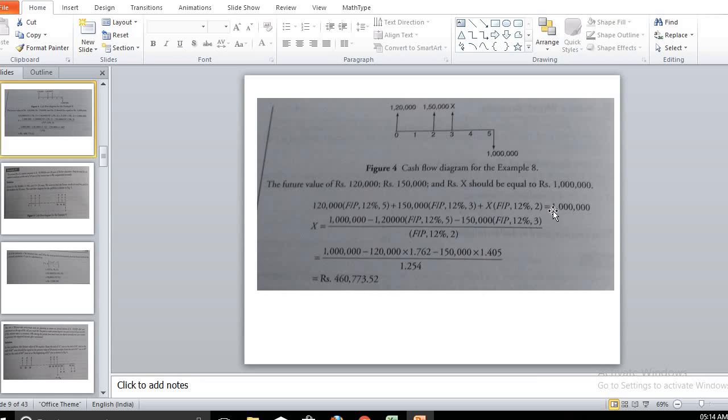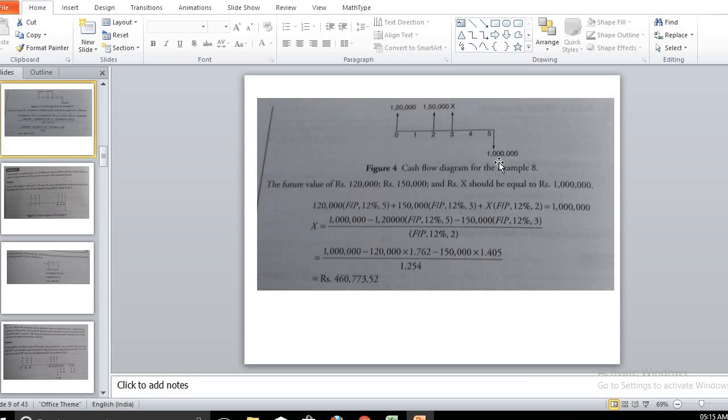So how much is this much value? The future worth value is 10 lakh. After simplification of this, we will get that value: 4,60,773 rupees and 52 paisa. That much amount he should invest at the period of the third year, so that he will get a future amount of 10 lakh.